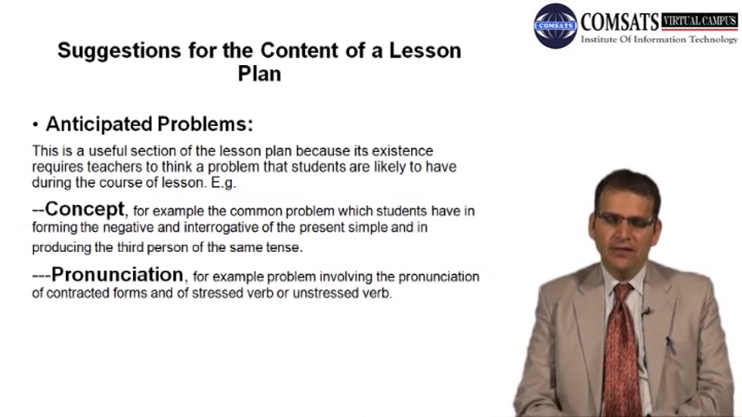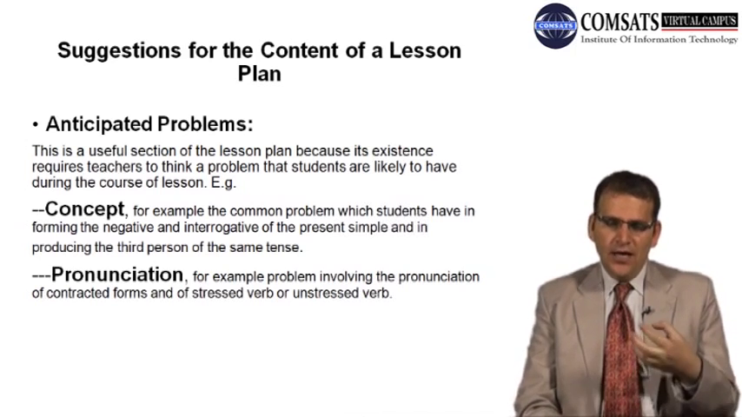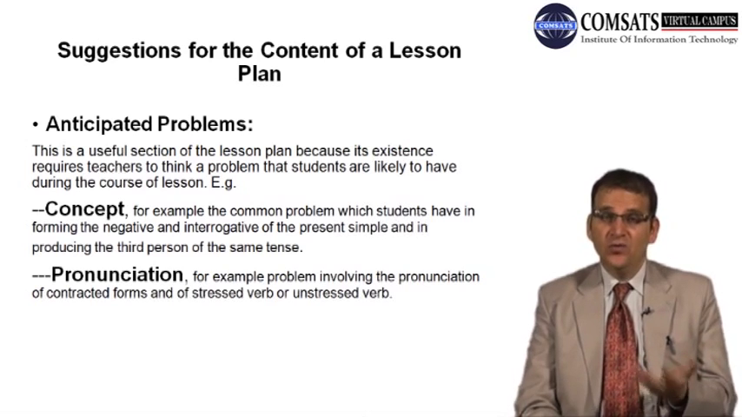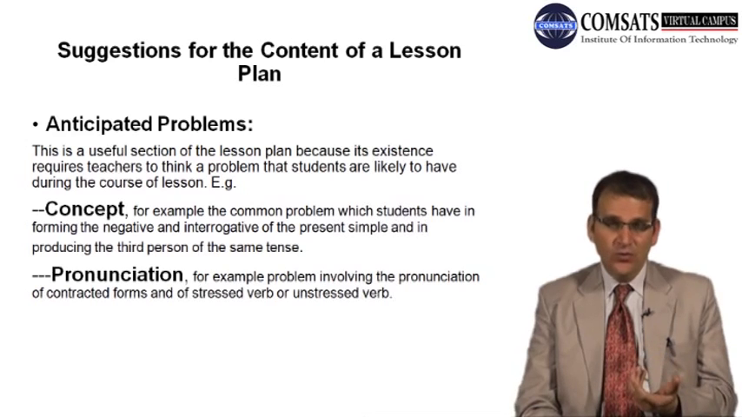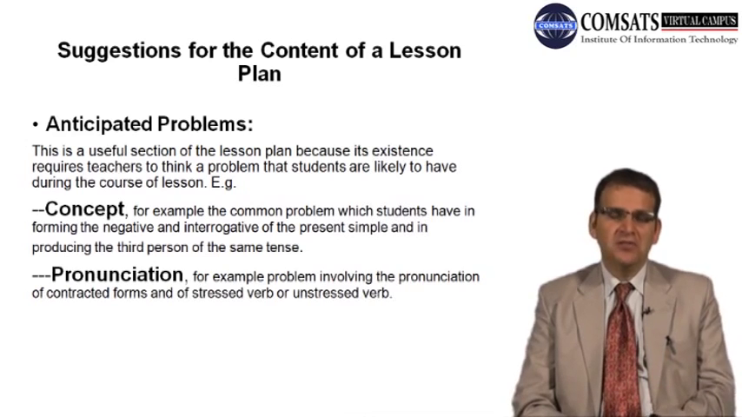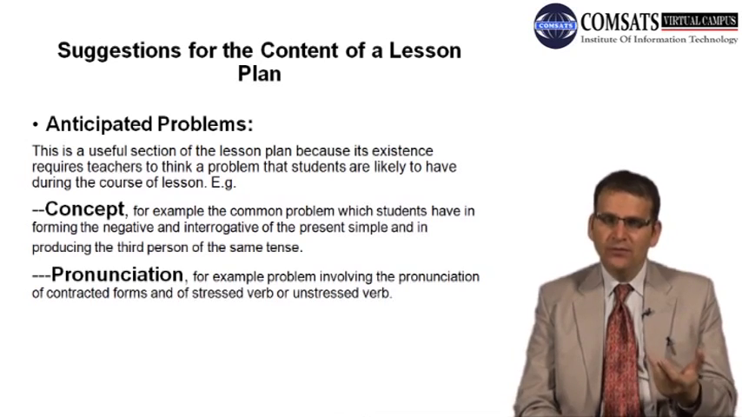Then, for example, the common problem which students have in forming the negatives and interrogatives of the present simple and in producing the third person of the same tense, right? For example, "he works" and "he does not work." Initially, it is difficult for the student to make a sentence with "he works," they say "he work," right? And then, of course, if they have to convert that into negative, they would say "he does not works" again.